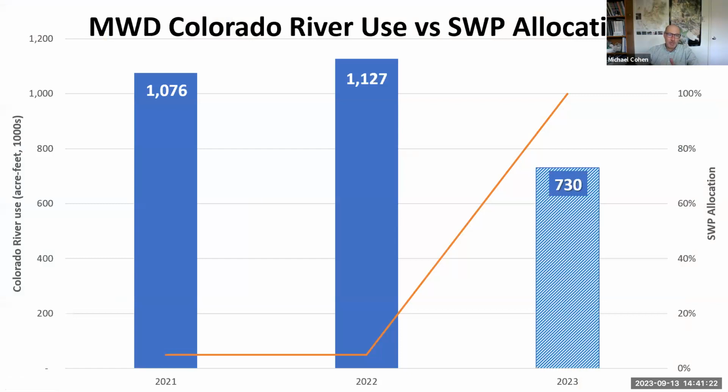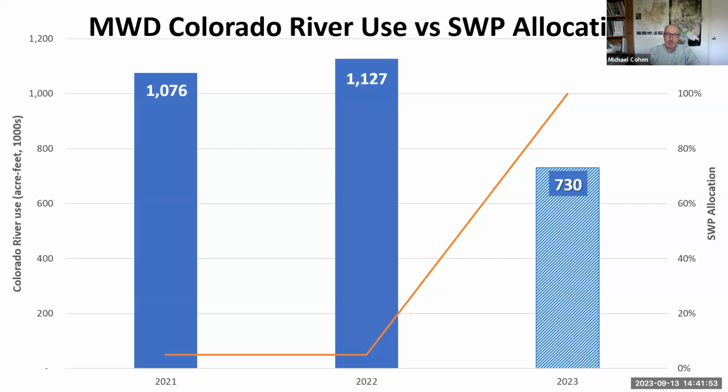So why is this important? Well, here's a different way to look at this. This image just simply shows the Metropolitan Water District of Southern California, which I'm sure you're all familiar with, and their take of Colorado River water. So in 2021 and 2022, average take on the river was about 1.1 million acre feet. And then the red line you can see was the 5% State Water Project allocation in those years. This year, it's of course 100%, in fact, 100% plus. And as a result, Metropolitan is taking much less water.